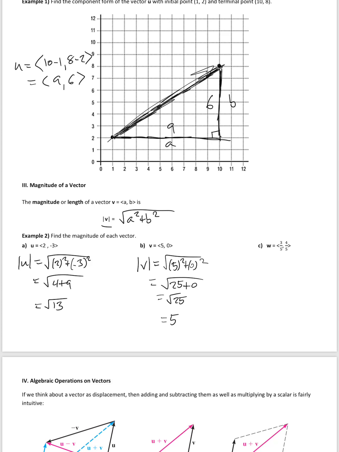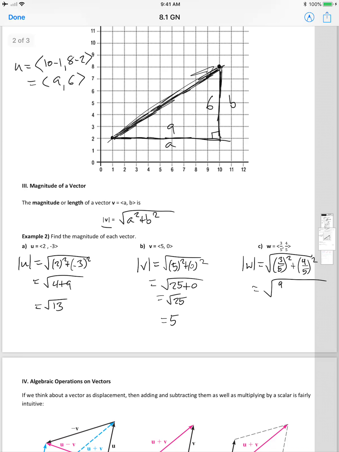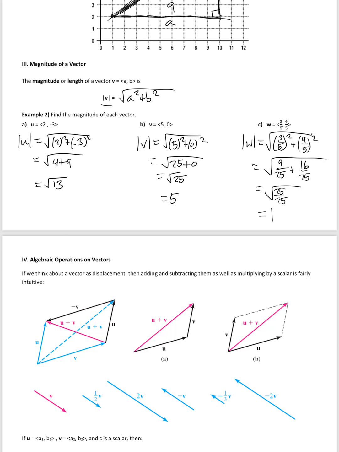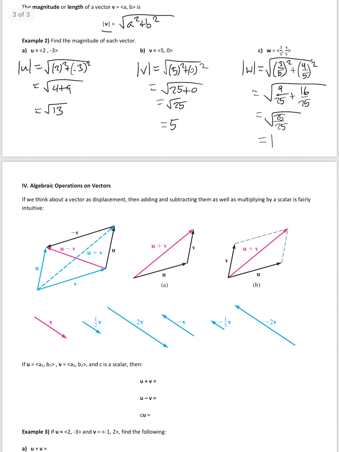And then finally, the absolute value of w here. It looks a little worse, but I promise it simplifies nicely. Square root of 3/5 squared plus 4/5 squared. So the square root of 9 over 25 plus 16 over 25. It's the square root of 25 over 25, which is 1. It's really nice and straightforward.